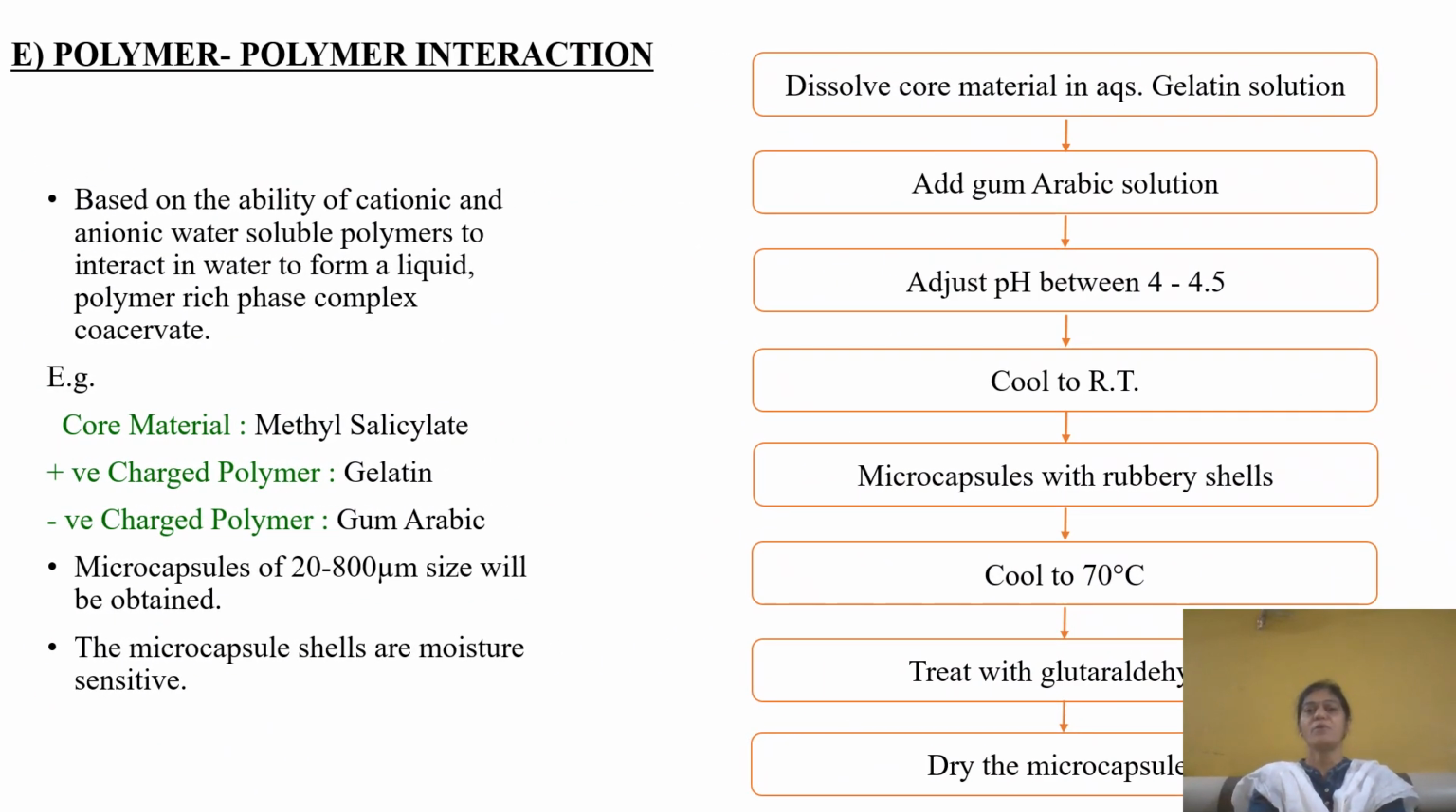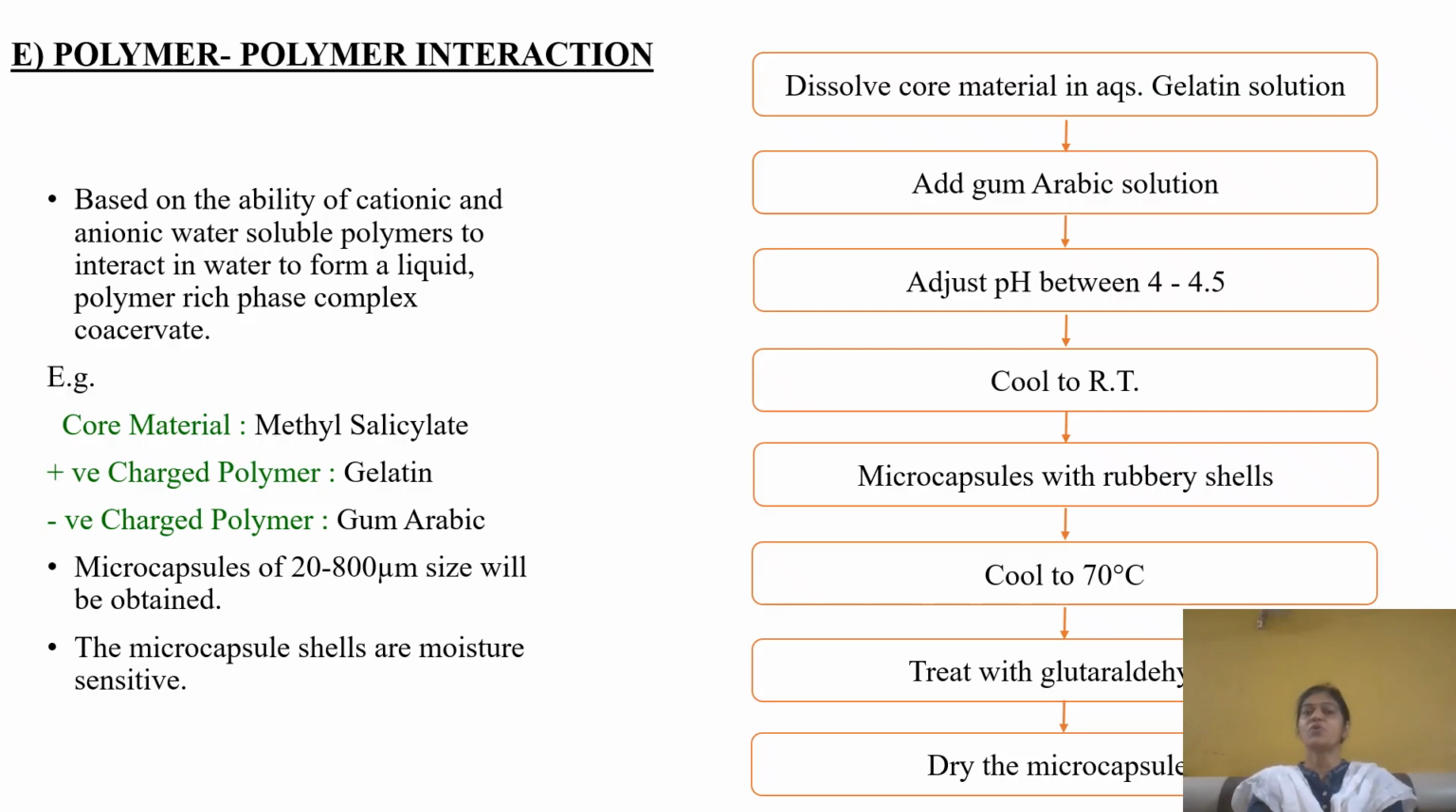Next method, polymer-polymer interaction. This polymer-polymer interaction is based on the ability of cationic and anionic water soluble polymers to interact in water to form a liquid polymer rich phase, complex coacervate. So core material in this case we are using methyl salicylate, positively charged polymer gelatin, negatively charged polymer gum arabic. So there will be formation of microcapsules by the polymer-polymer interaction, with positively charged gelatin and negatively charged gum arabic.